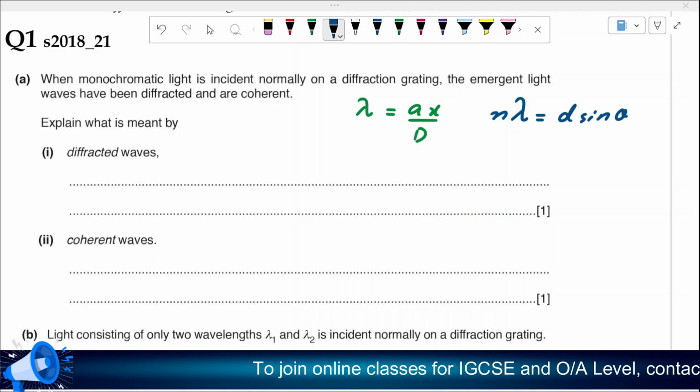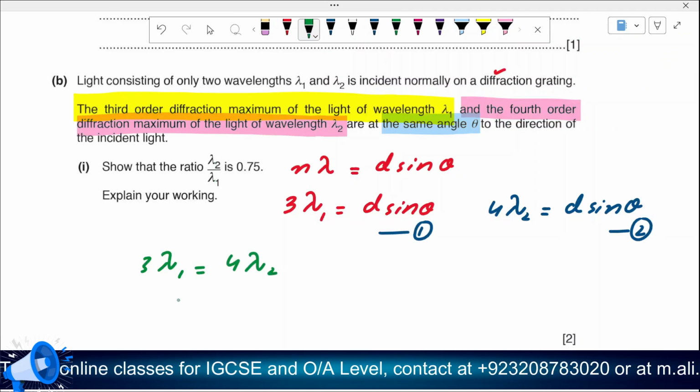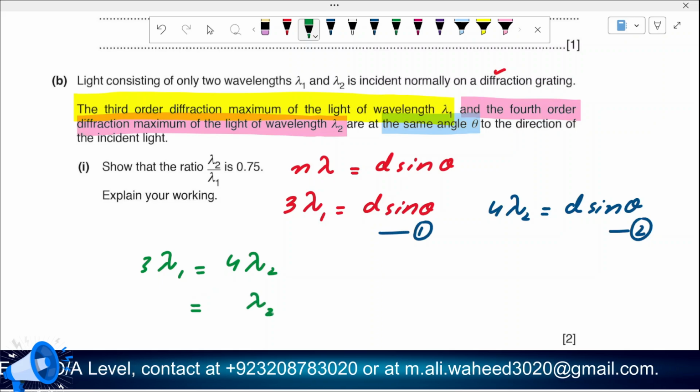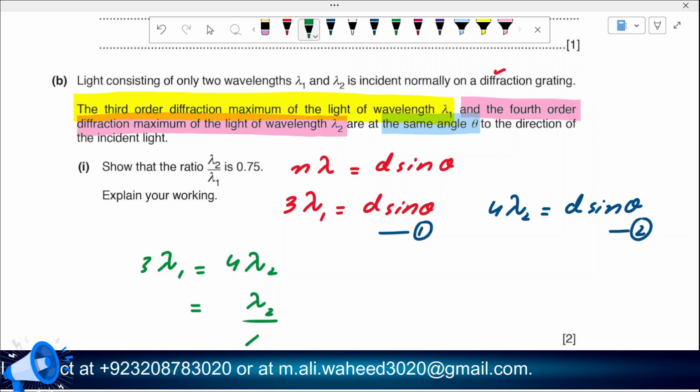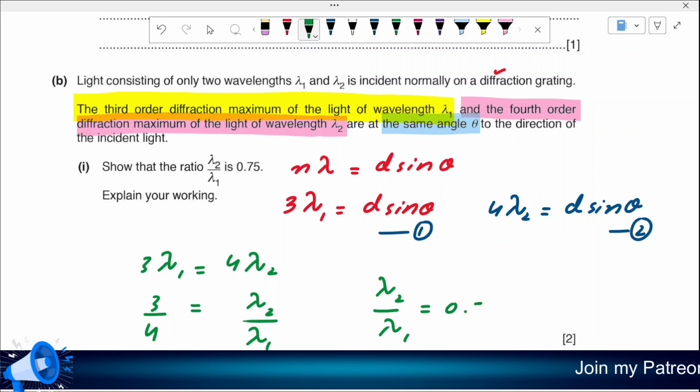Then we need to find the ratio lambda 2 over lambda 1. So I'll keep lambda 2 on the right side and bring lambda 1 from the left side, where it will be divided, and you'll be left with 3 over 4 for lambda 2 over lambda 1. The ratio you'll be left with is 0.75. You can verify it on the calculator. So this is how we solve the first part.